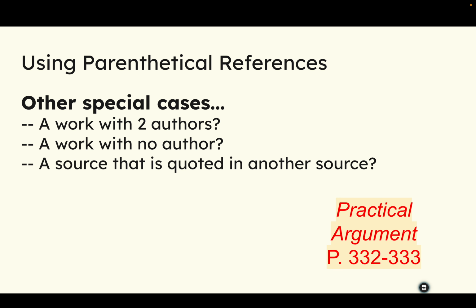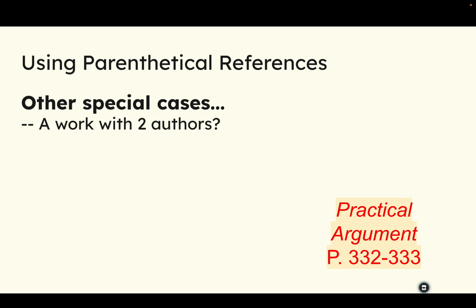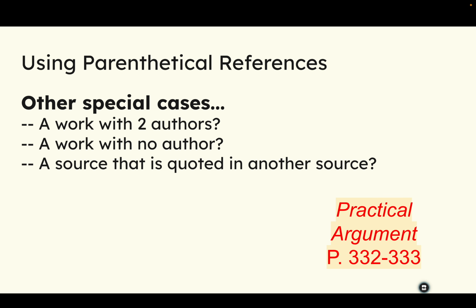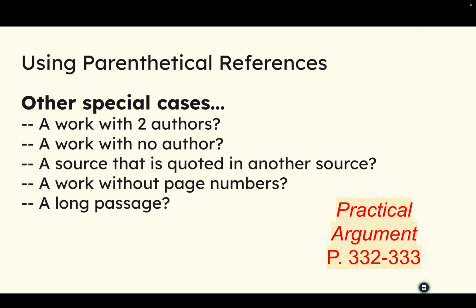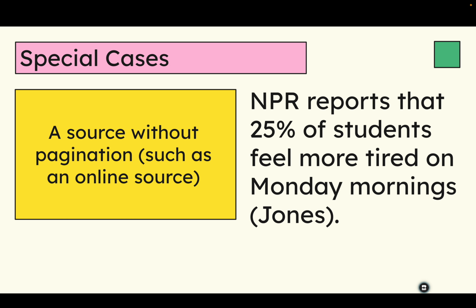There are other special cases. For example, what do we put in those parentheses if there's two authors of the work? What do we do if there's no listed author? What do we do if we're using a quote that's a quote in the source we found instead of the author of the source? What if there are no page numbers because the source is not paginated, something like a New York Times article? What if it's a really long quotation? Keep in mind, Practical Argument has examples for all of the special cases that you might encounter. Please use your textbook as a reference. Let's talk about a few of those special cases that you're more likely to encounter.